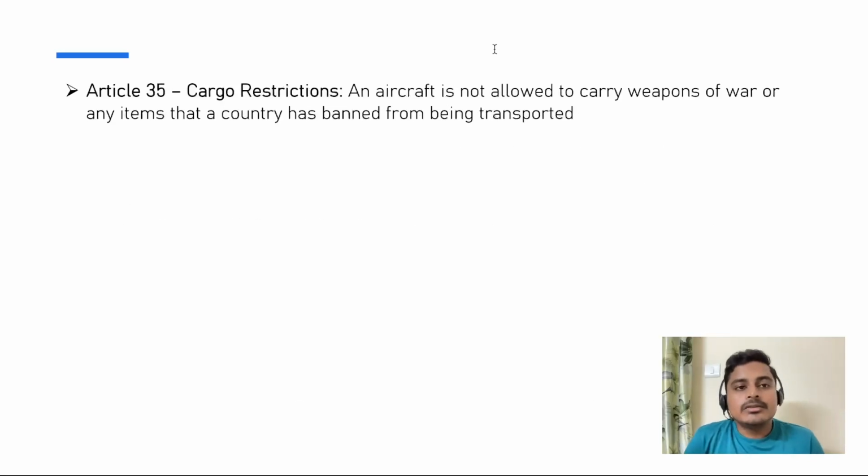Article 35 talks about the cargo restrictions. An aircraft is not allowed to carry weapons of war or any items that a country has banned from being transported. So if an aircraft is flying into a country and that country has certain bans on these items, then that particular aircraft is not allowed to carry this cargo.